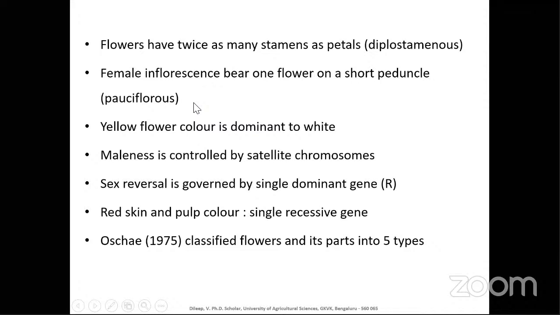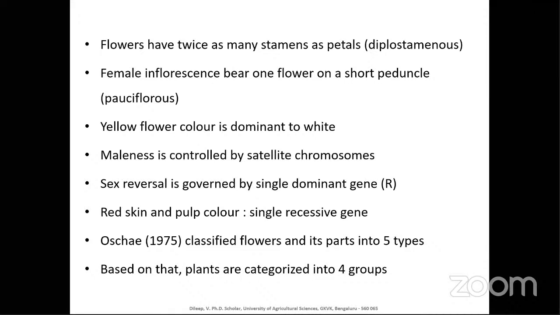Okay, and the yellow color is dominant over white. The flower color yellow is dominant. That means it will not be completely yellow, it will be slightly creamish yellow. And the maleness is controlled by satellite chromosomes, the chromosomes that contain the satellite region at the tip, so there the gene will be there. And the sex reversal is governed by a single dominant gene, the single dominant gene R. So being a dominant character, sex reversal is one of the major phenomena. Okay, and the red skin and pulp color are governed by a single recessive gene. So at least for these things you have to remember the responsible genes.